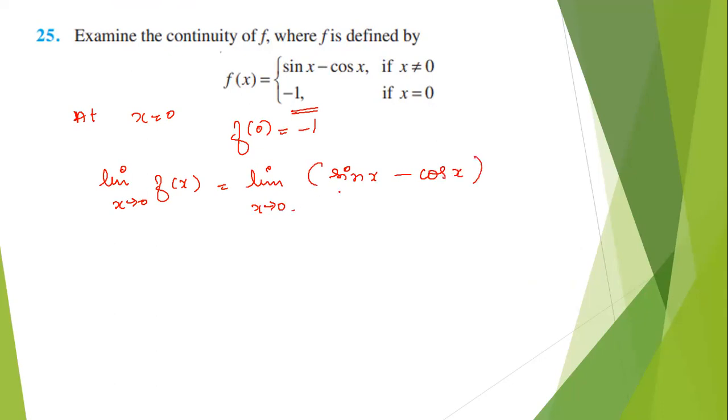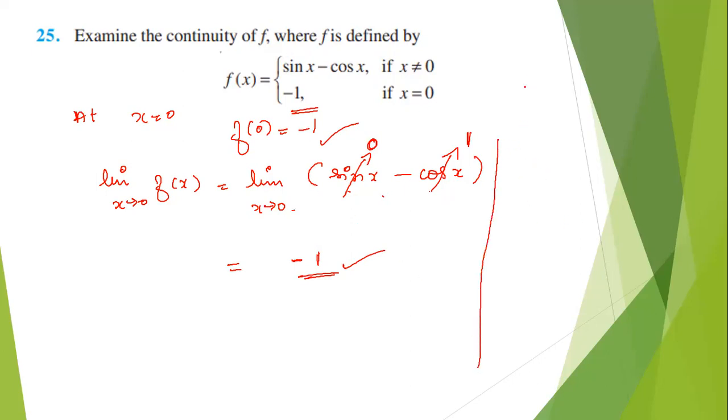If you substitute x is equal to 0, sin 0 is 0 itself. But cos 0 is what? Cos 0 is 1. So you get 0 minus 1, that is nothing but minus 1. So here the functional value and the limiting value are both the same. Even if you want, you can find the left hand and right hand limit.